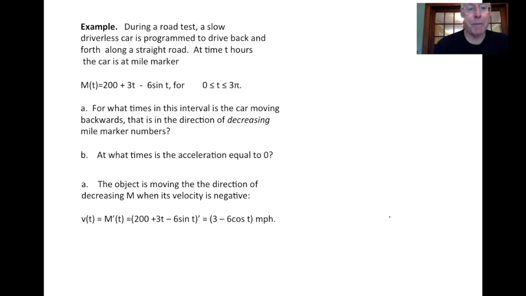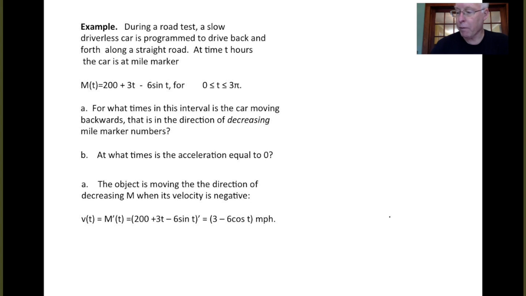So because m of t is the position of the car, the velocity is found by differentiating m. So we have here the velocity, which we call v of t, given by m prime. So we take the derivative of 200 plus 3t minus 6 sine t. 200 is a constant, differentiates to 0. 3t differentiates to 3. And minus 6 sine t differentiates to minus 6 cosine t. This derivative has units miles per hour.